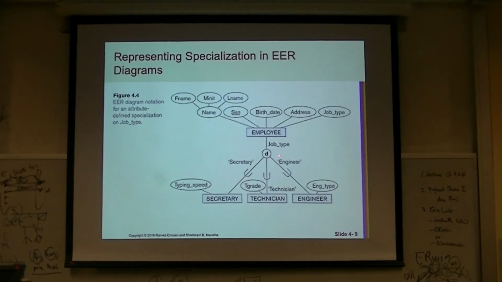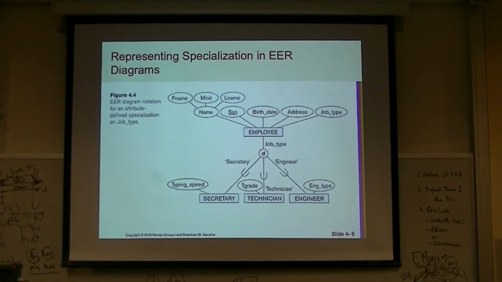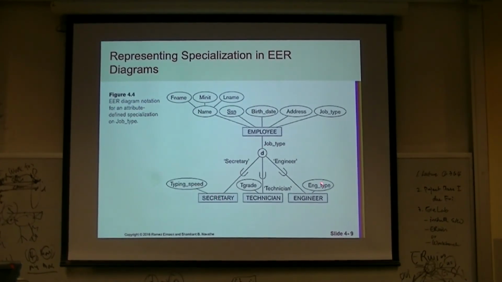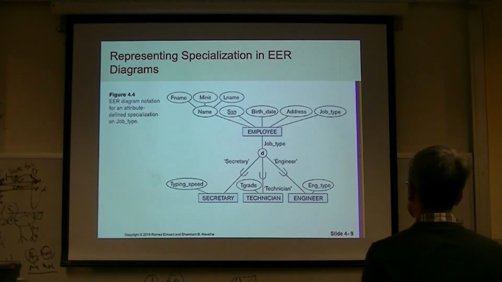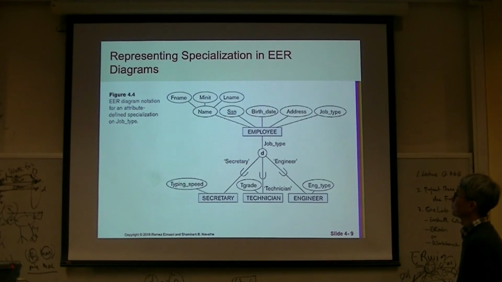Then overlap and full participation mandatory means it should be at least one of these. Overlap optional means it can be employee only. But if you allow, it can be multiple overlap. Okay, so four different cases. So that is another characteristic.